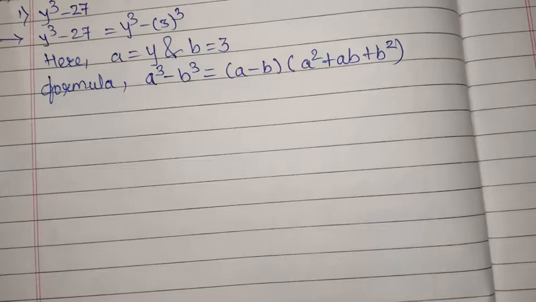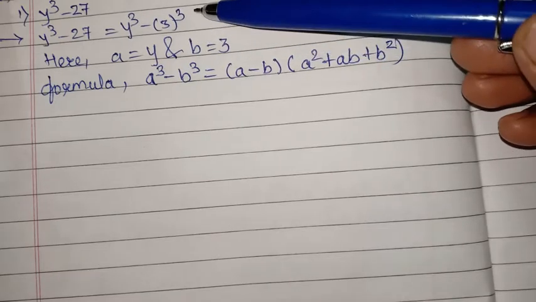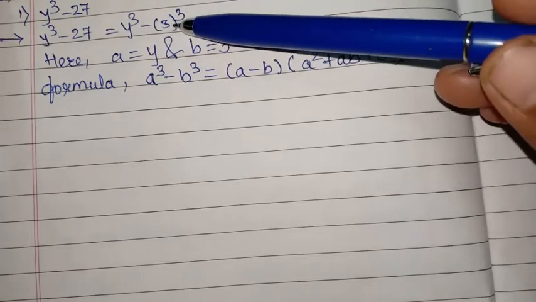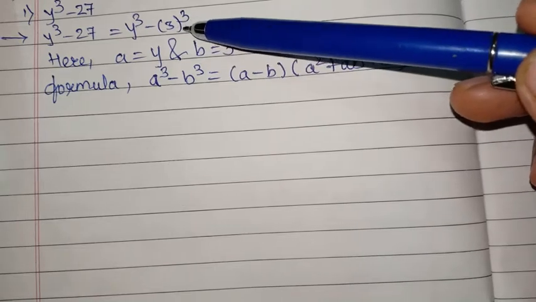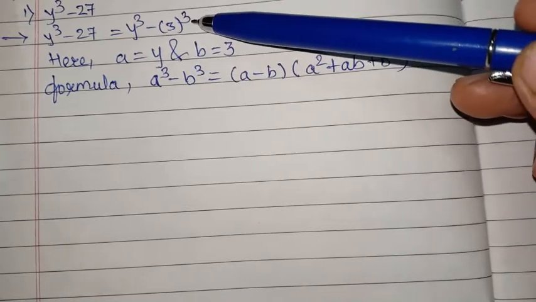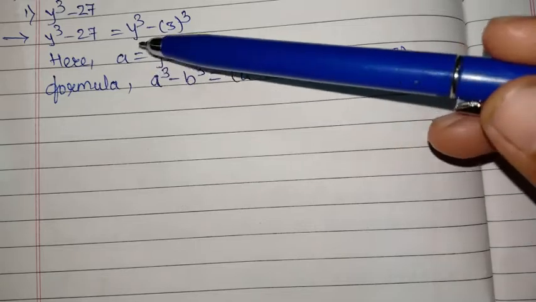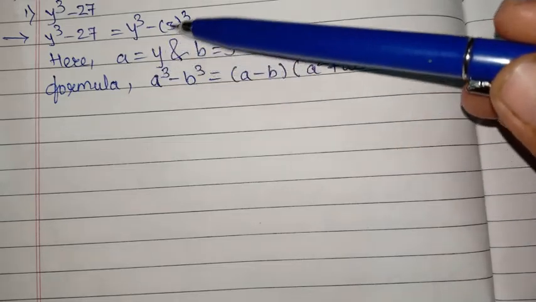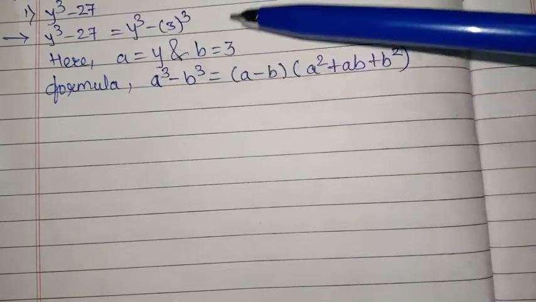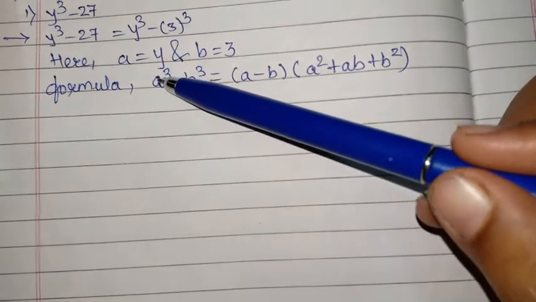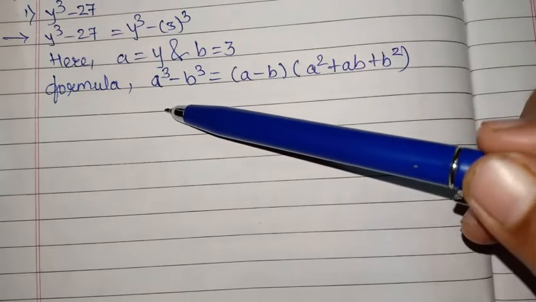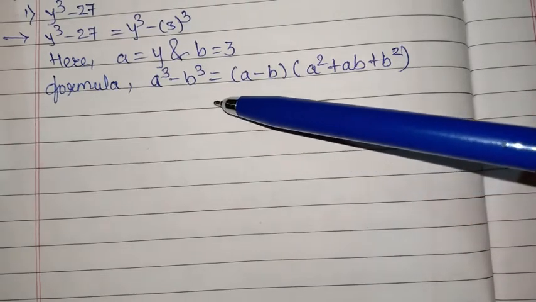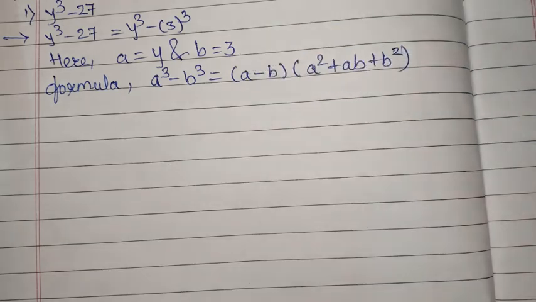See, in each and every solution these steps will be the same. First of all, whatever given sum is there, you have to write it in the form of a cube minus b cube. Then in the next step you will write in that sum what the values of a and b are. The third step will be to write down the formula and one sentence which is common for each and every solution, that is, by substituting values in the formula.